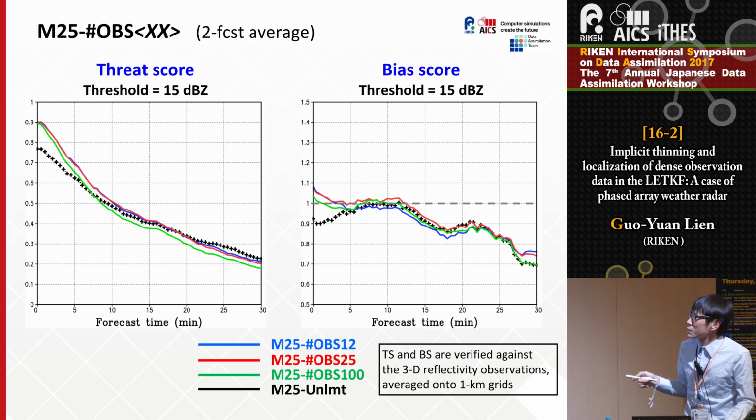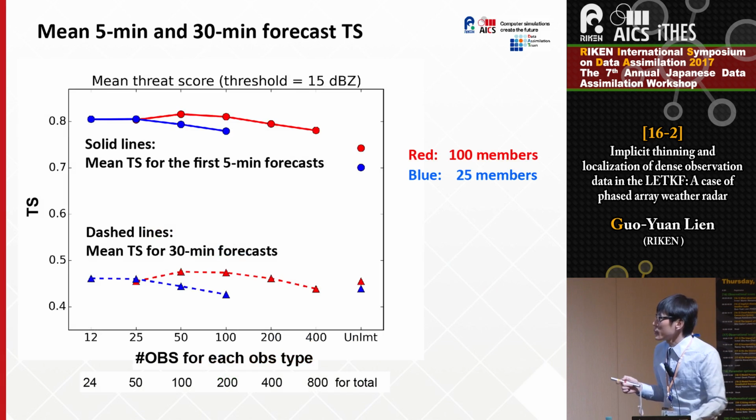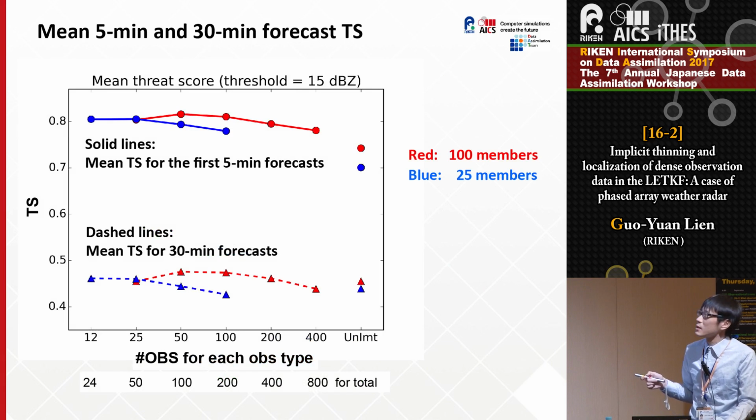And this is the result with 25 members. Basically, we observe a similar trend. This number limit can improve the result, especially in the early forecast time. So here we use this figure to summarize this result. This figure shows the mean 5-minute and 30-minute forecast threat score.